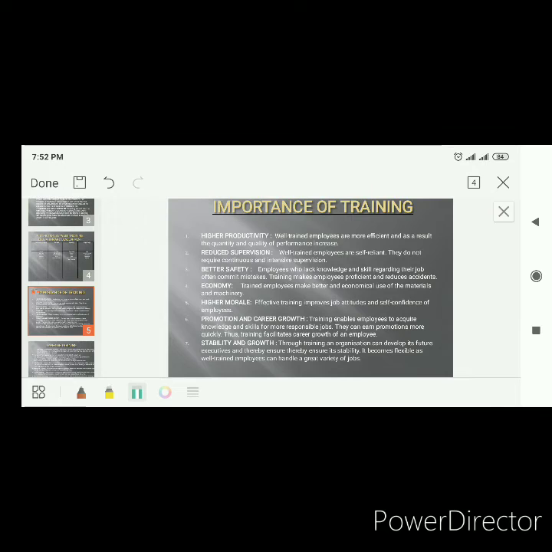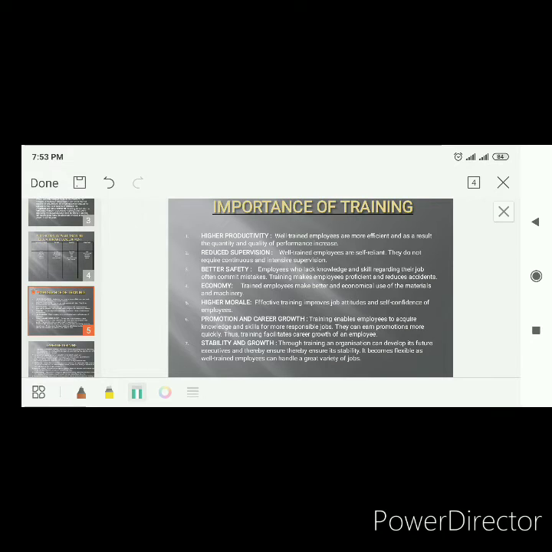Point number 6, promotion and career growth. Training enables employees to acquire knowledge and skill for more responsible jobs. You know what? You are trained. Now you can handle this position properly. Now we can think of giving you a promotion. Your career can increase. We can give you something more. You take the training and then you do that. A trained employee can earn promotion more quickly than an untrained one. Thus, training facilitates career growth of an employee.